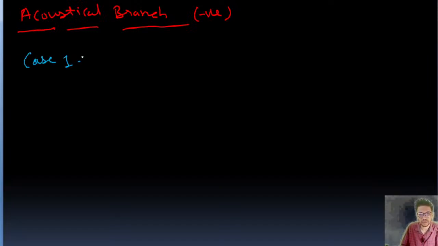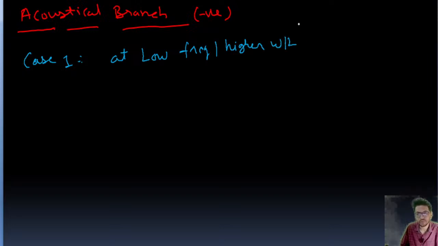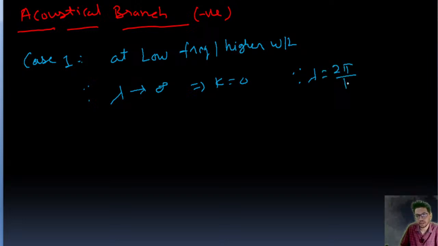Case 1, that is at low frequency, or higher wavelength. Low frequency means higher wavelength, lambda tends to infinity, that implies the value of k is 0, since k equal to 2 pi by lambda. Okay, wave vector.